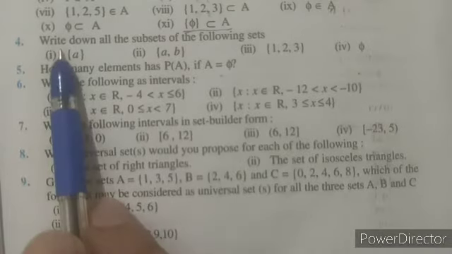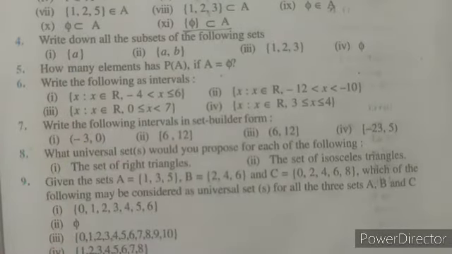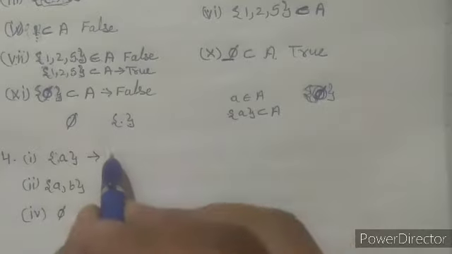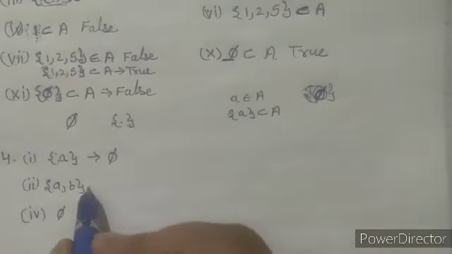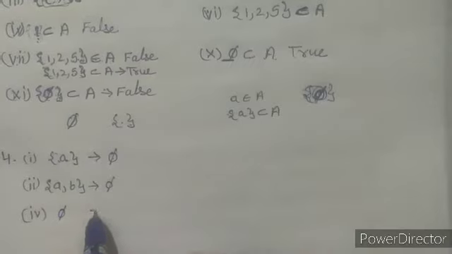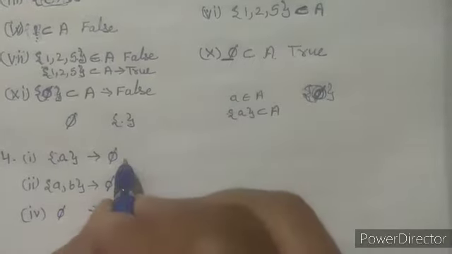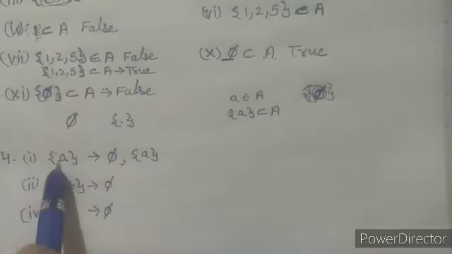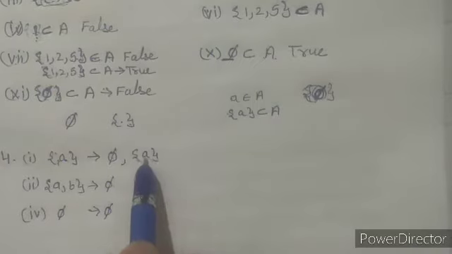Now in question number 4, we have to write the subsets of the following sets. Subsets of this set: it has only a single element A, and as we know the null set is a subset of every set, so the null set will be one of its subsets. The null set will be a subset of every set. Now the second subset of set A will be {A}, the set having the element A.